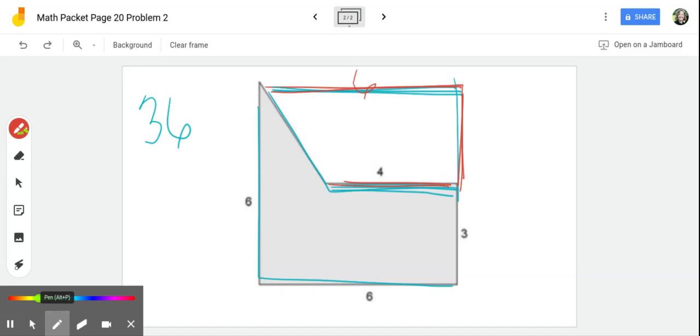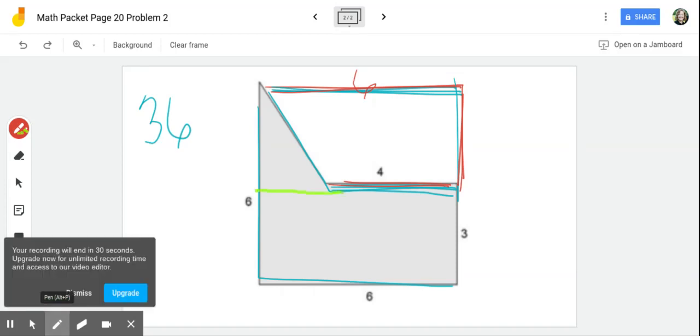Let's try this. What if, okay, here's one way. I could find that triangle and add it to that rectangle. I could find that triangle and add it to that trapezoid. I could put this here and find the area of this trapezoid and add it to this rectangle here, right? So there's a whole lot of different ways that I could divide that up. So in my next video, I'll explore some more of those and we'll finish up the problem.